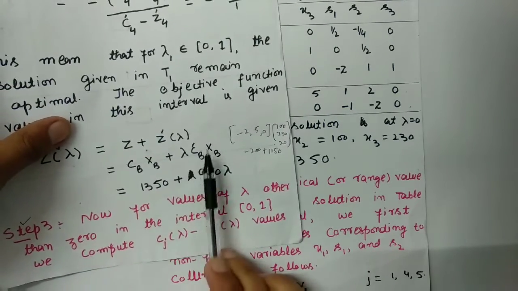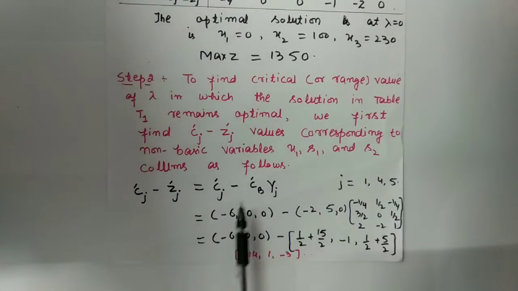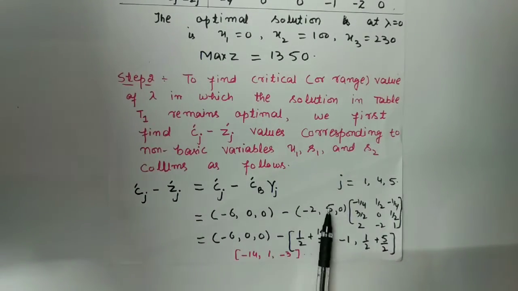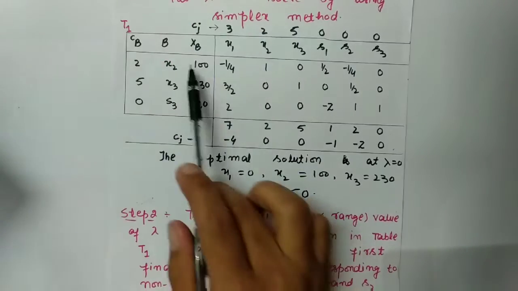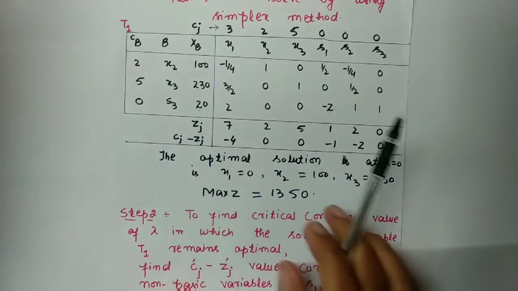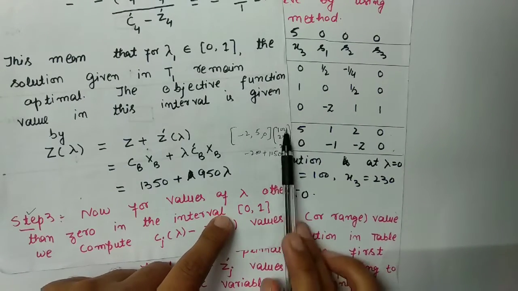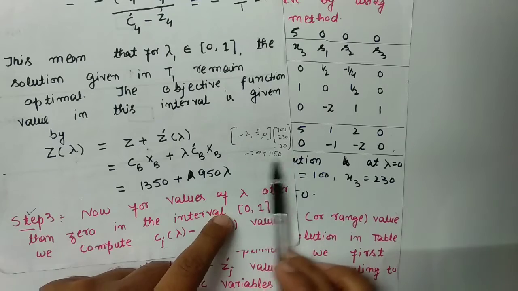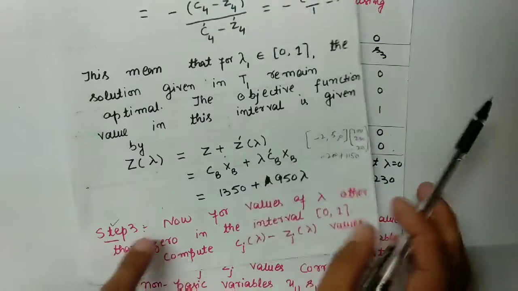Now C dash B into XB. Here C dash B is -2, 5 and 0. Okay, and I had written here, and XB are 100, 230 and 20. I had written here -2, 0, 5, 0, 100, 230, 0. After simplifying, I will get 950 lambda.